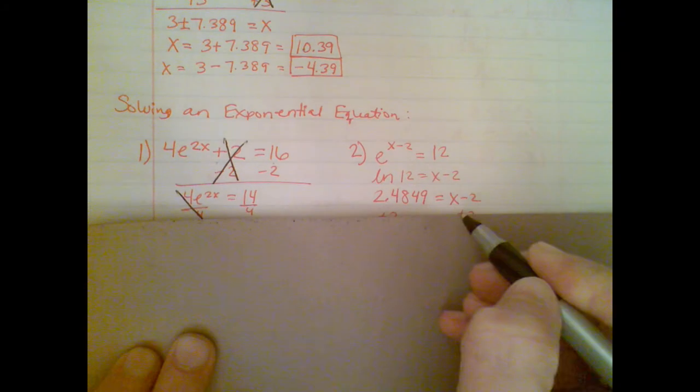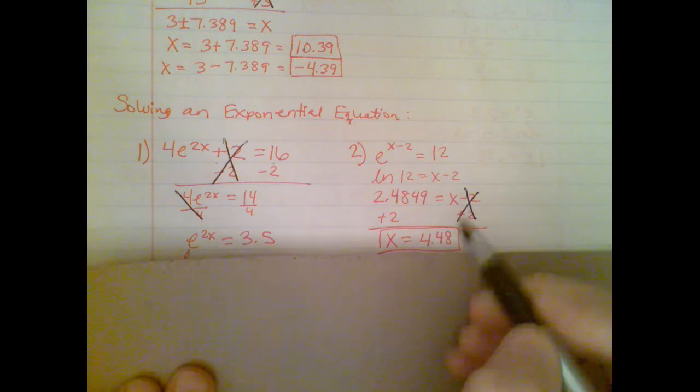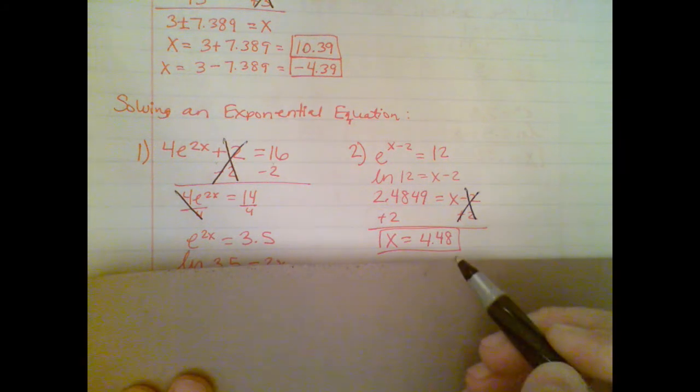Then I need to get this x by itself, so I'm going to add 2 on both sides, those cancel out. So I get x equals 4.48.